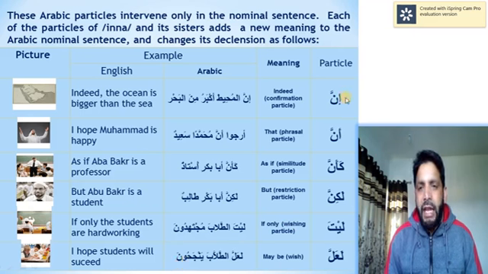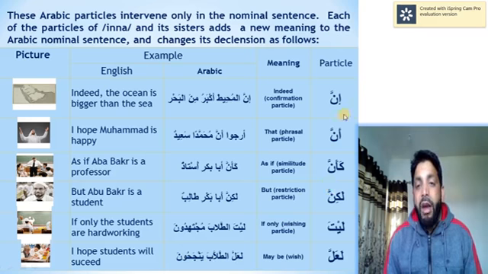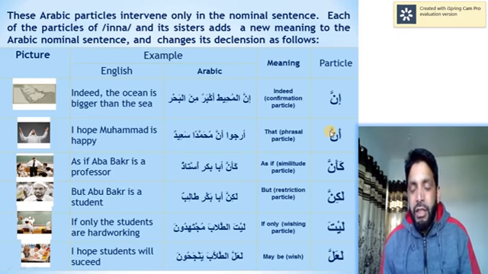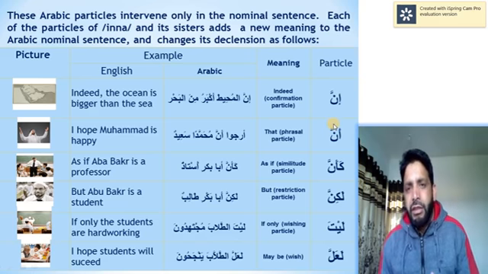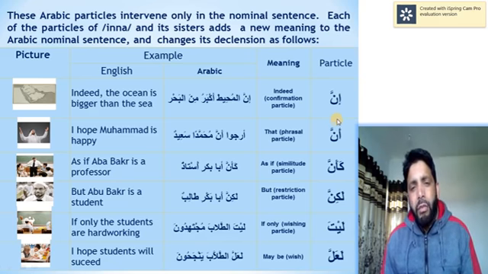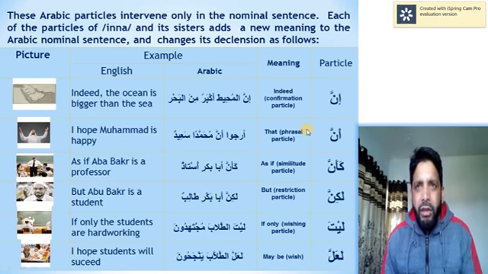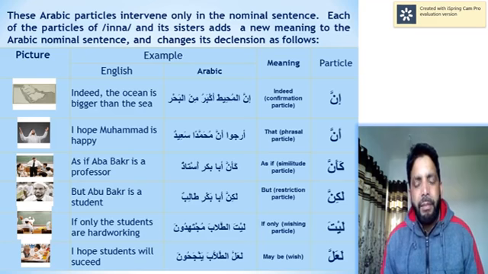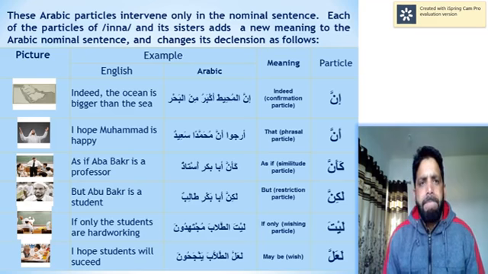Okay. So these are all the sisters of inna. That's why they are called inna wa akhawatuha, inna and its sisters. We saw they all are used on a nominal sentence, and they cancel the ruling of a nominal sentence. We don't say this is mubtada and khabar anymore. We say mubtada is its ism, its noun, and khabar is its khabar, its predicate. However, the meaning of all these is different. Usage is a bit different, though the grammatical function is the same.